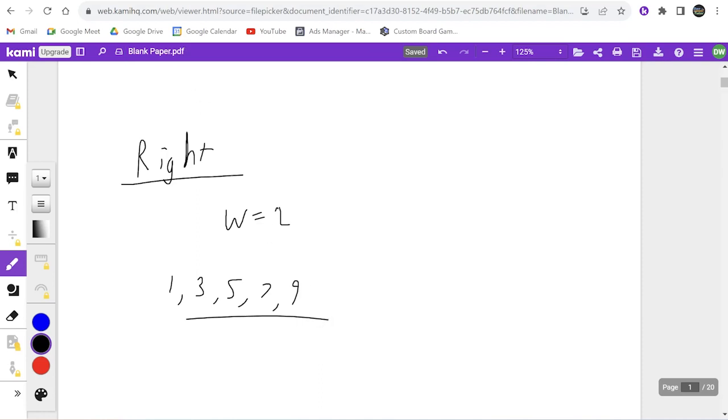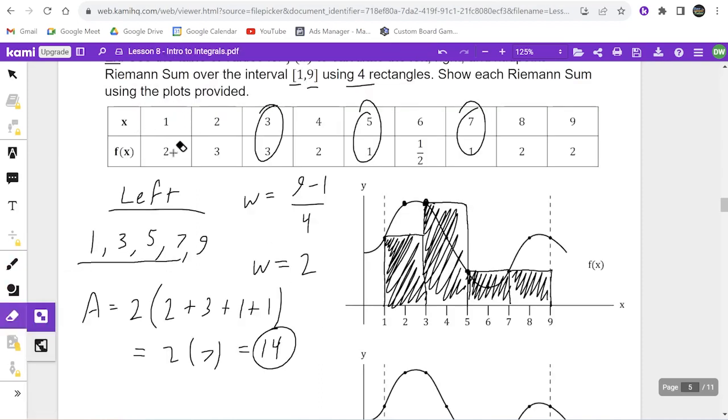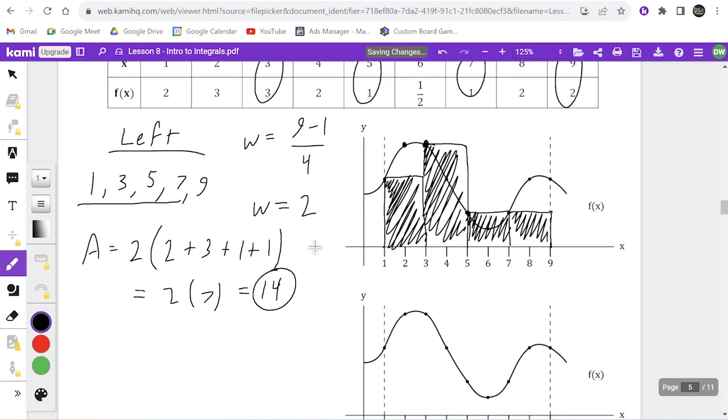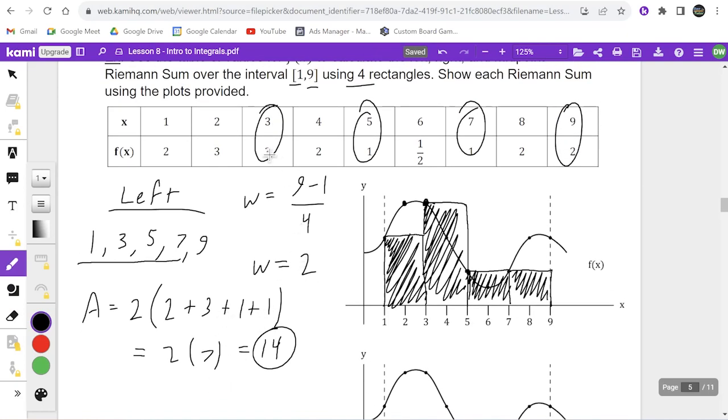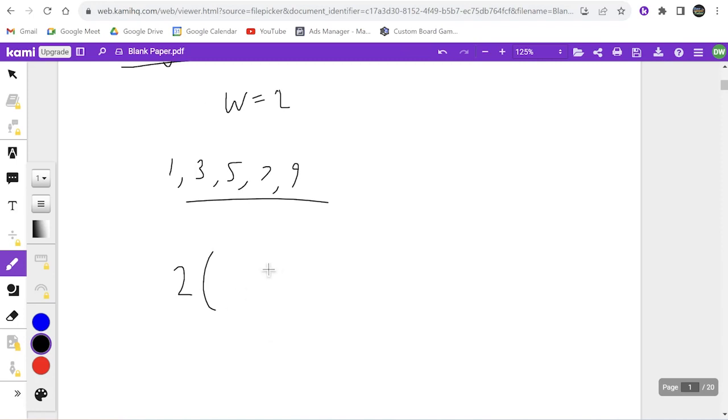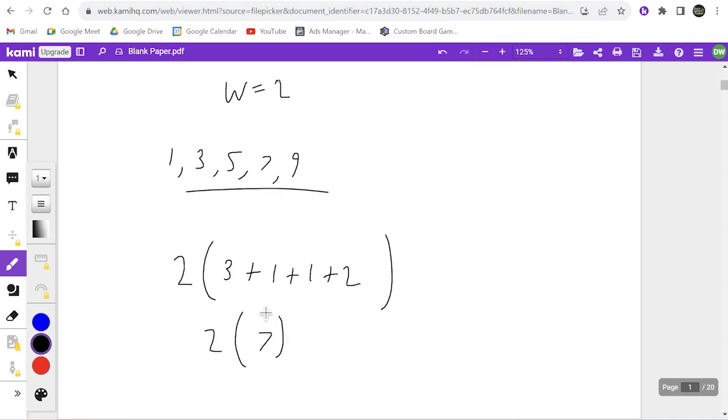So then going back to my table, I'm not going to use 1, so I'll erase that. Instead, I'm using 9. And so when I put these together for my right Riemann sum, it's going to be 3 plus 1 plus 1 plus 2, because remember, it's all the y values. So it's 2 times the quantity, 3 plus 1 plus 1 plus 2, because those are the y values. It's going to be 2 times 7. And again, we get 14.